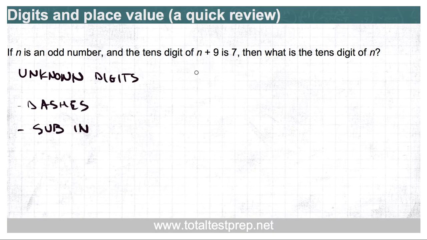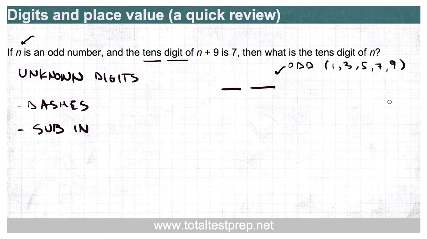So we're not told how many digits n is. We're told that it's odd. We're told about its tens digit. So it has at least a tens digit and a units digit. This is all that we know about n so far. We also know it's odd, so that tells us something about the units digit. We'll come back to that in a second. Basically, that means the units digit has to end in a 1, 3, 5, 7, or 9.